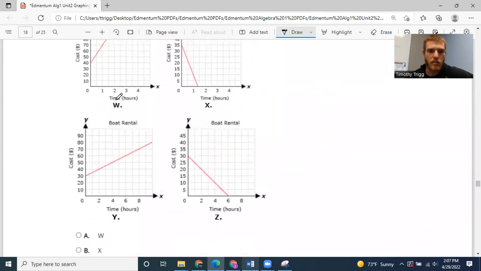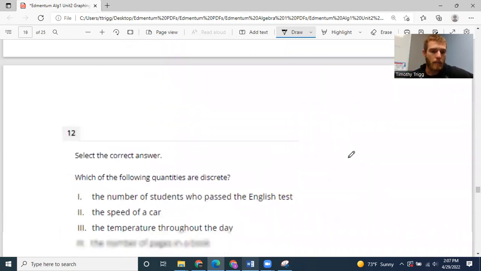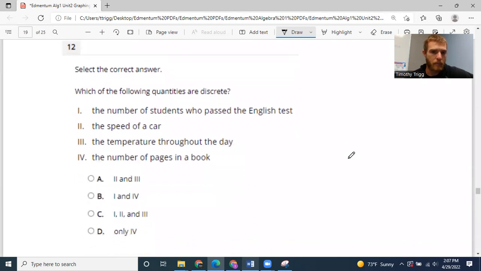I don't know why they label these graphs W, X, Y, and Z. They should just label them A, B, C, and D, but whatever. Okay, just be careful you click the right one.